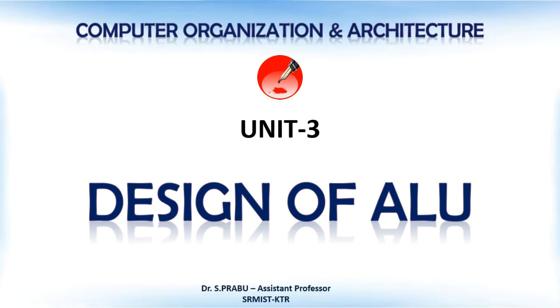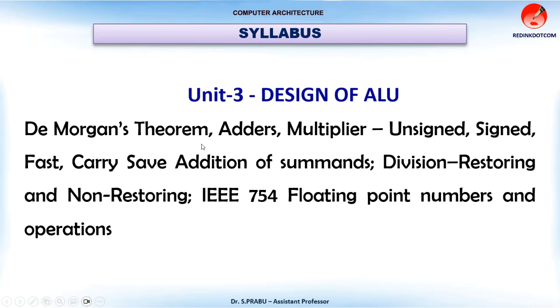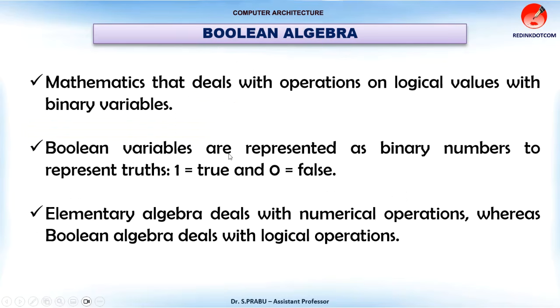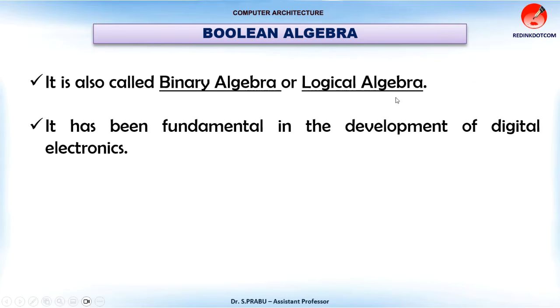In this video, we are going to see about Unit 3 content, that is Design of ALU. Here, the first topic is De Morgan's theorem. Before going to see about De Morgan's theorem, first you should know what Boolean algebra is. It is nothing but a simple mathematics which involves only the binary numbers, that are zeros and 1. It is also called logical algebra.